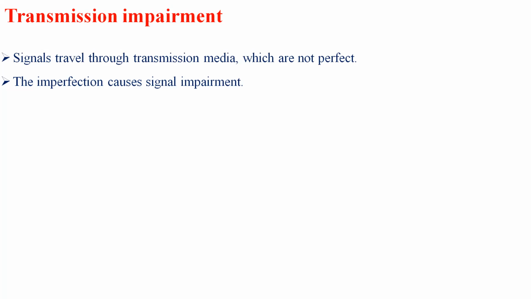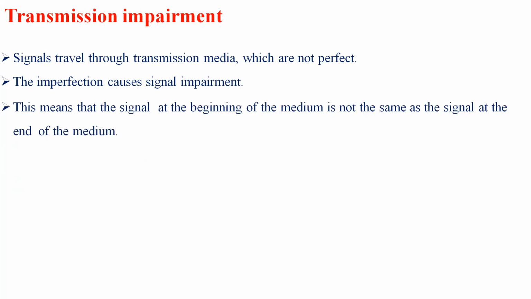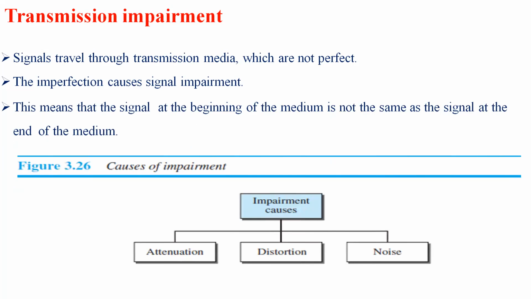This means that the signal at the beginning of a medium is not the same when the signal reaches its destination. So whatever signals we are sending, it is not the same as what is received at the receiving end. There are three major entities which cause an impairment: attenuation, distortion and noise. So let's discuss these three entities.